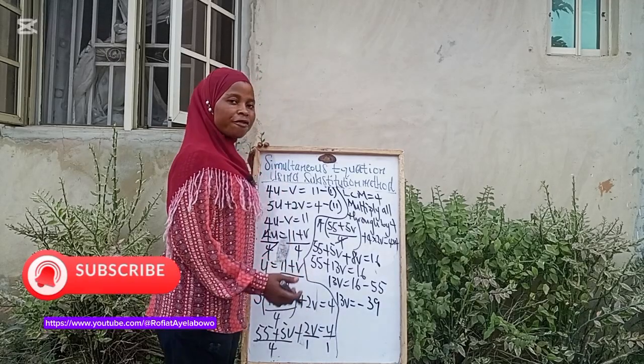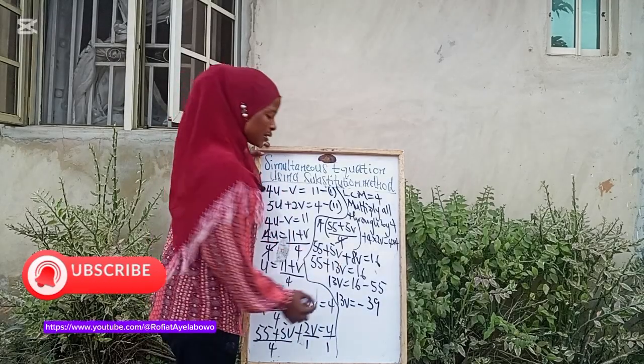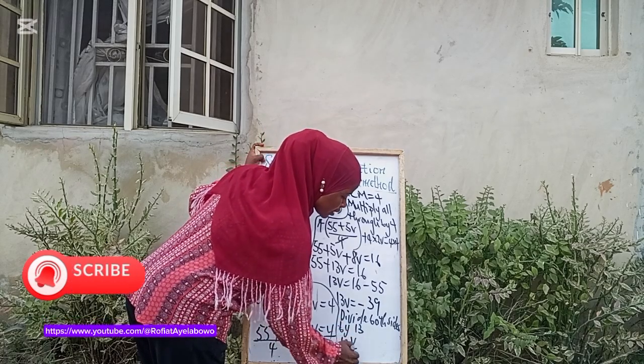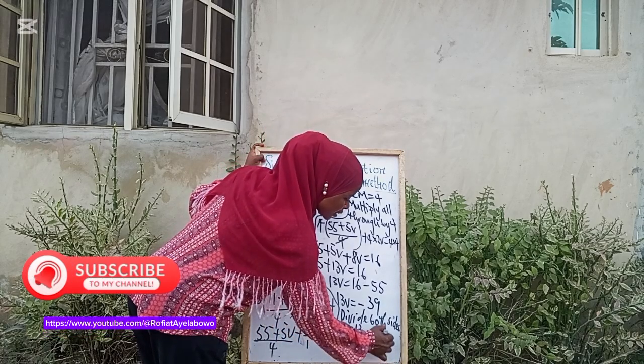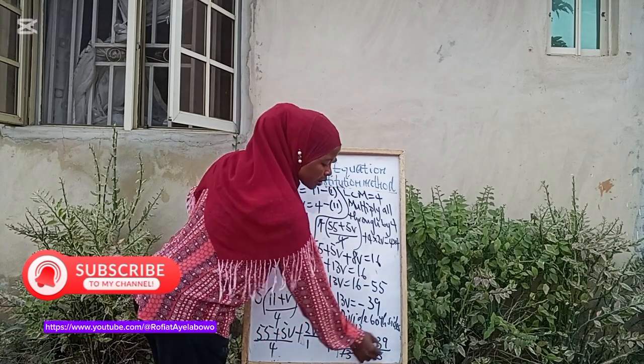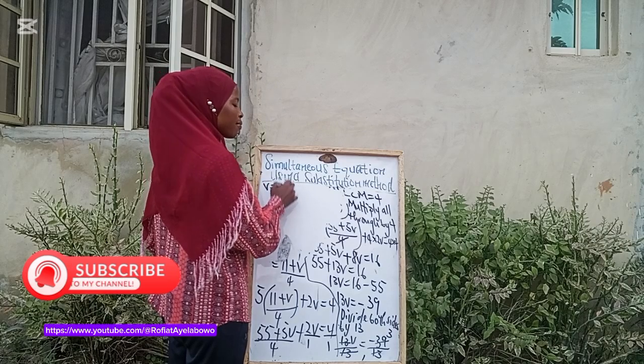Now we are looking for v and not 13v. What are we going to do? You are going to divide both sides by 13. So you have 13v over 13 is equal to minus 39 over 13. 13 will cancel 13. 13 here 1, 13 here 3. V is equal to minus 3.